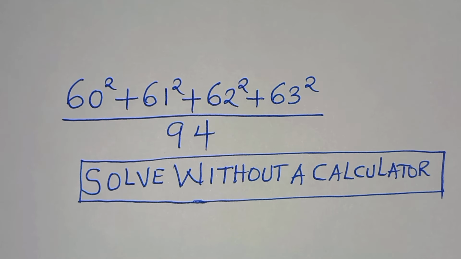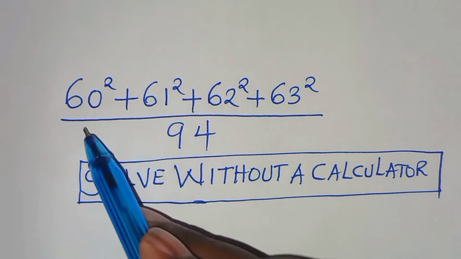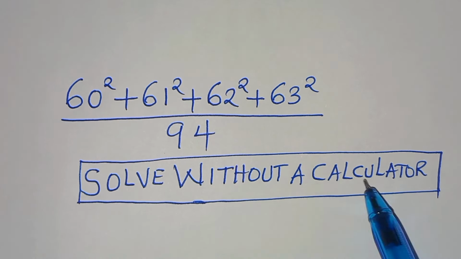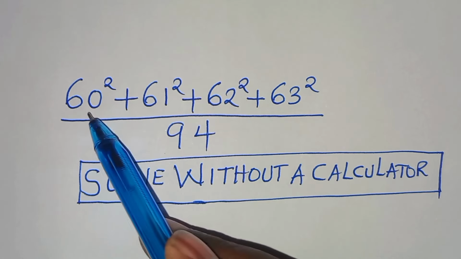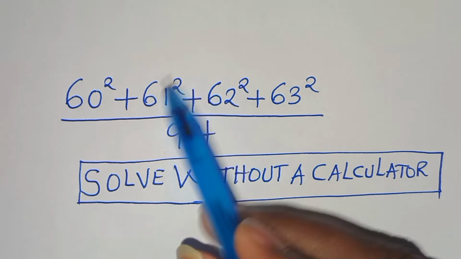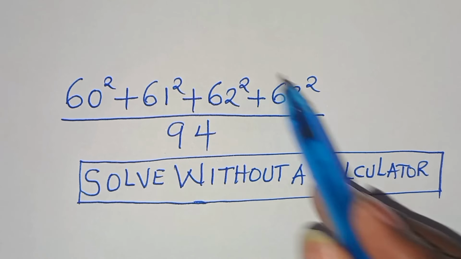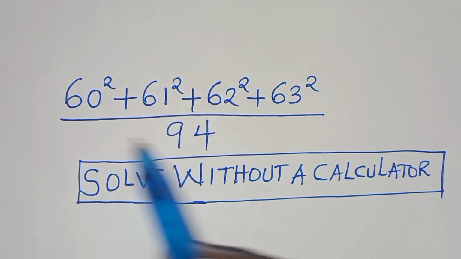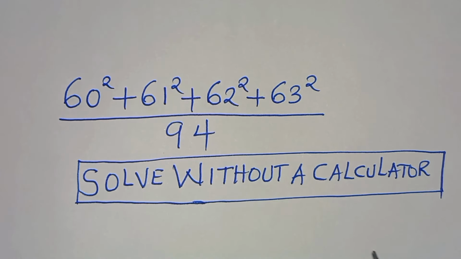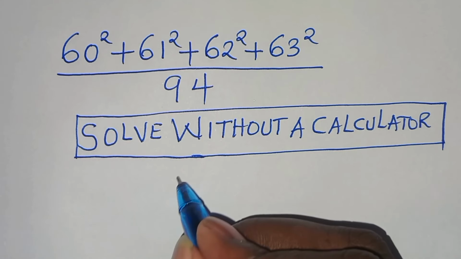Hello everyone, you're welcome to solve this nice math problem without a calculator, which is 60 squared plus 61 squared plus 62 squared plus 63 squared, divided by 94. So let's provide a solution from here.